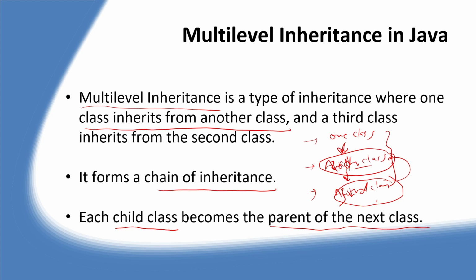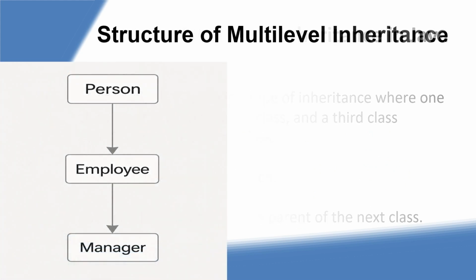Okay, so multi-level inheritance is a type of inheritance in which inheritance happens through multiple levels. A class inherits from a parent class and then another class inherits from the child class. So let's see the structure of multi-level inheritance.